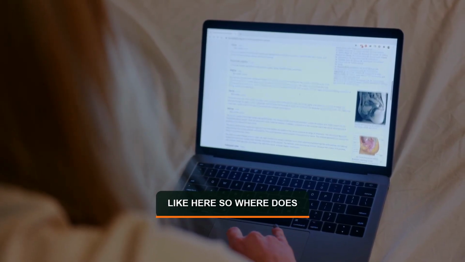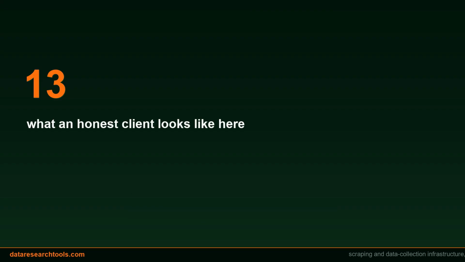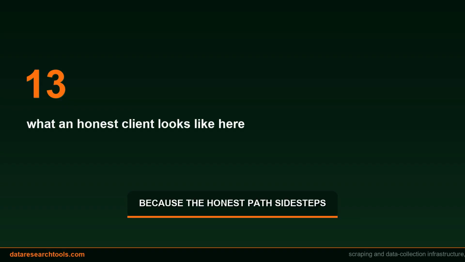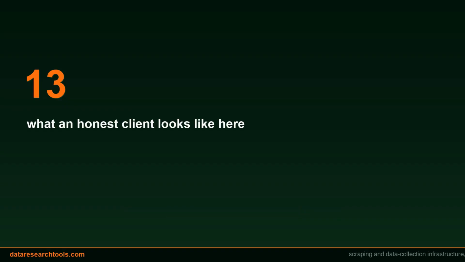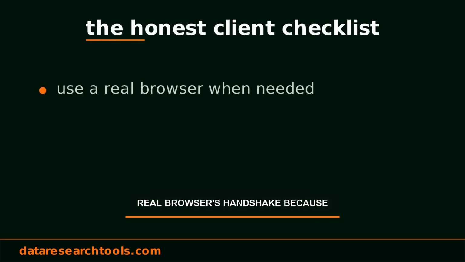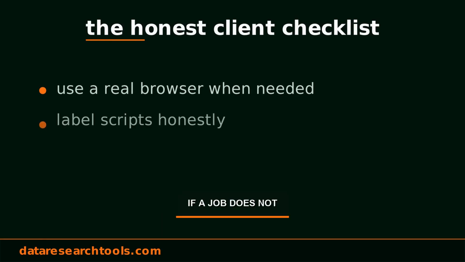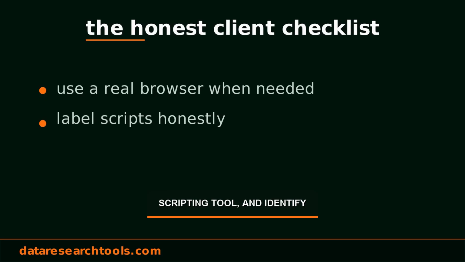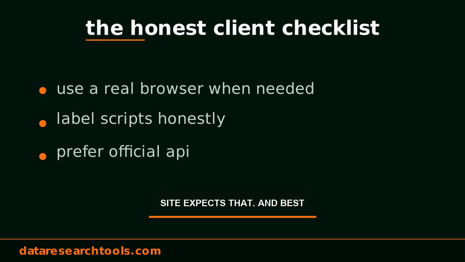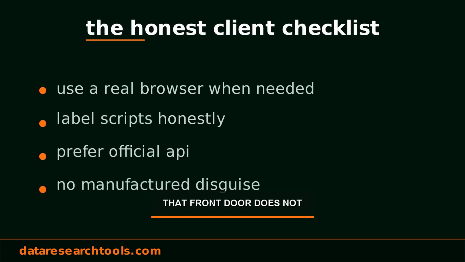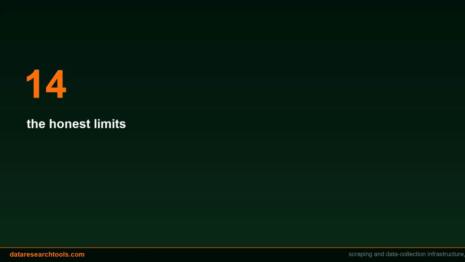What an honest client looks like here. So where does that leave a compliant operator? In a good spot, actually, because the honest path sidesteps the whole problem. If a job genuinely needs a browser, drive a real one. A real browser produces a real browser's handshake, because it is a real browser, no imitation required. If a job does not need a browser, then let the client be honestly what it is, a scripting tool, and identify it as such where the site expects that. And best of all, prefer an official API or data feed when the site offers one, because that front door does not care about your handshake at all. The honest client never creates the contradiction, so there is nothing to catch.